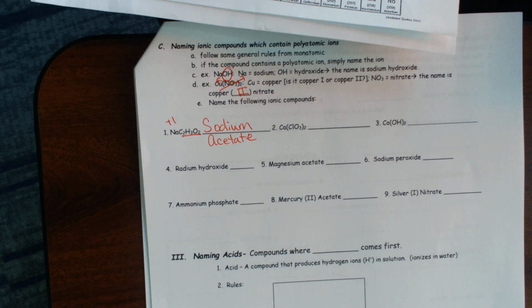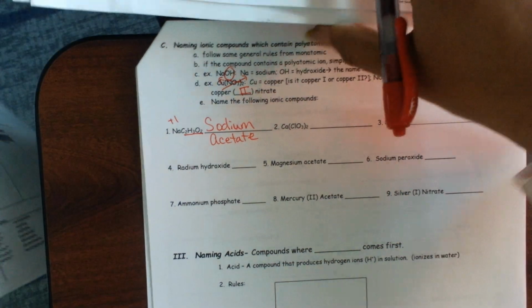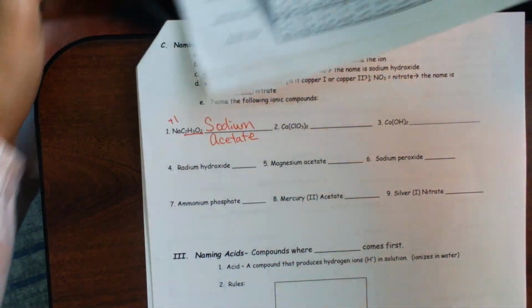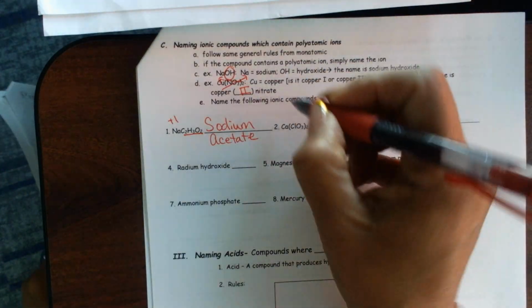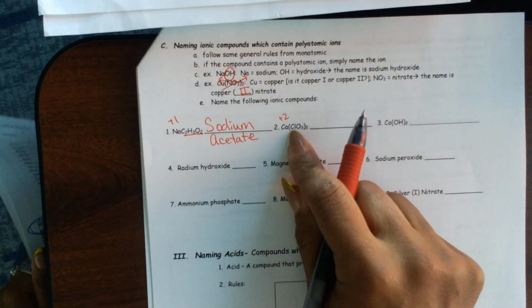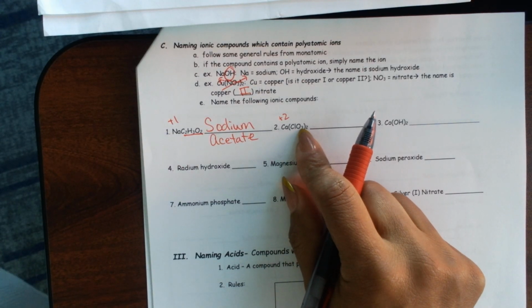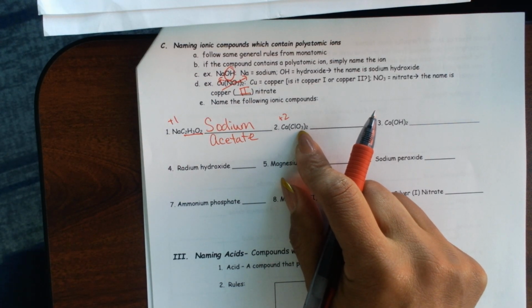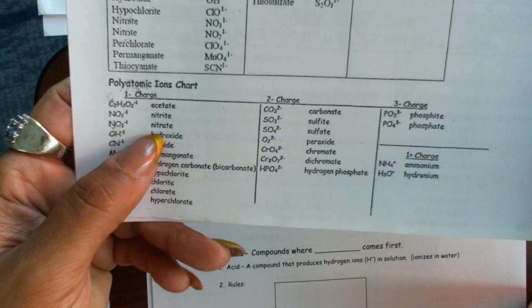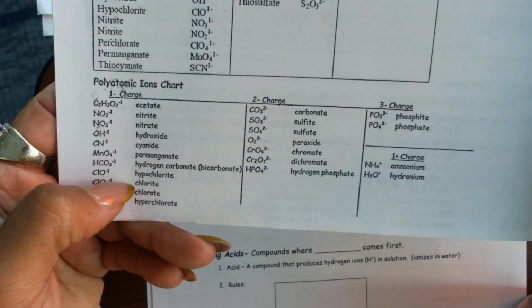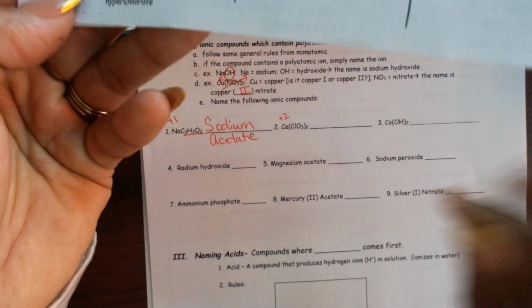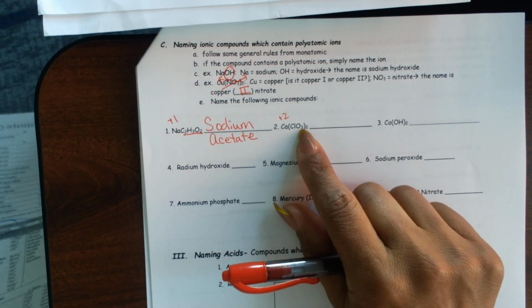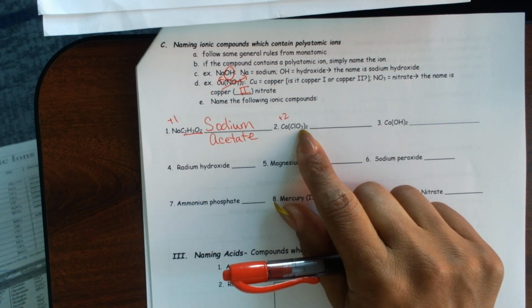Number 2 over here is calcium. It's also a metal. Again, I'm just being a little extra. It's in group 2. It has a +2 charge. Then I have ClO. Cl is chloride, but ClO, wait a minute. Look, it has a little 3.